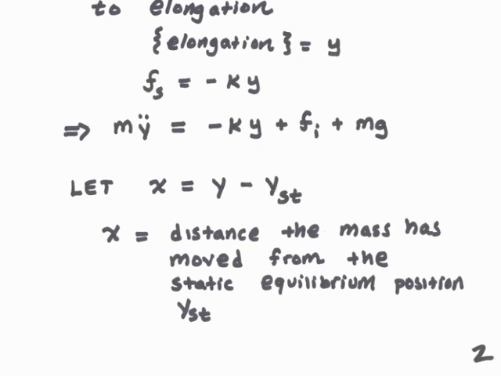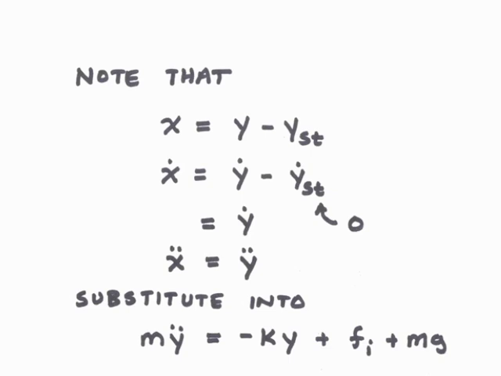We'll now define variable x as follows. x will equal y minus y_st. So x is the distance the mass has moved from the static equilibrium position, y_st. So x is a relative position, and now we'll find the relative velocity and relative acceleration by taking derivatives of x. So x dot will be equal to y dot minus y_st dot. But y_st is a constant, so y_st dot is 0. That tells us that x dot is y dot. And then taking another derivative, we'll find x double dot equals y double dot. That is, the relative acceleration is the same as the acceleration from the original origin.